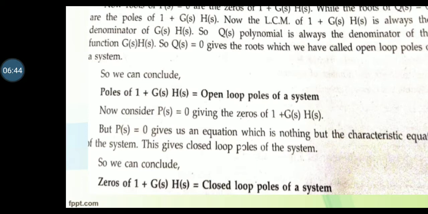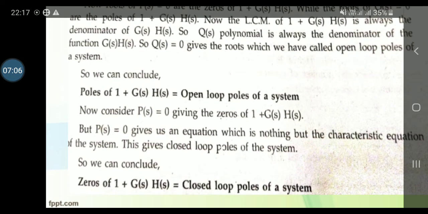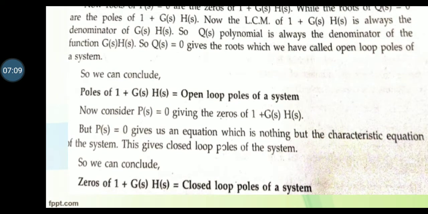We'll consider P(s) equal to 0, giving the zeros of 1 plus G(s)H(s). But P(s) equal to 0 gives an equation which is nothing but the characteristic equation of the system, which gives the closed loop poles of the system. So putting it in conclusion form, the zeros of 1 plus G(s)H(s) are nothing but the closed loop poles of the system.